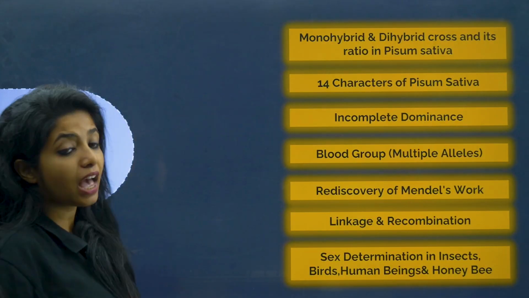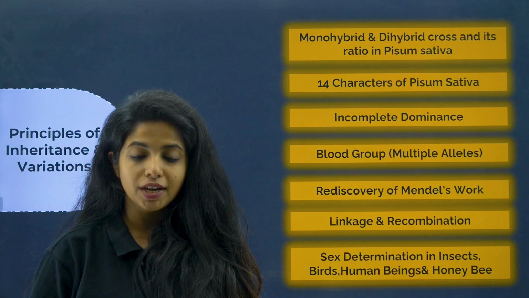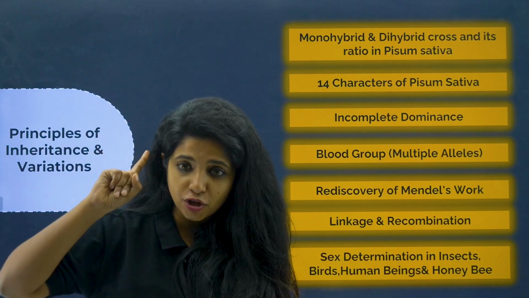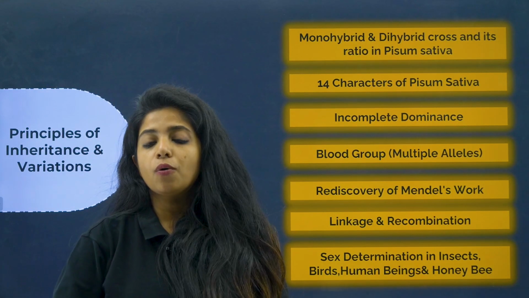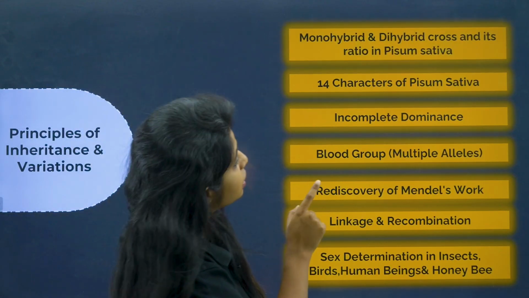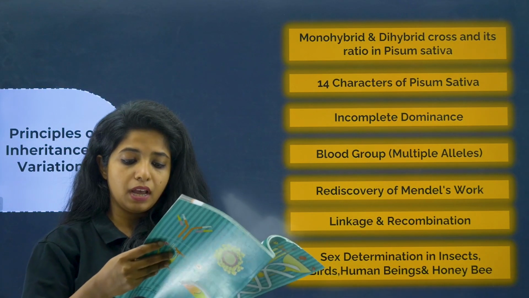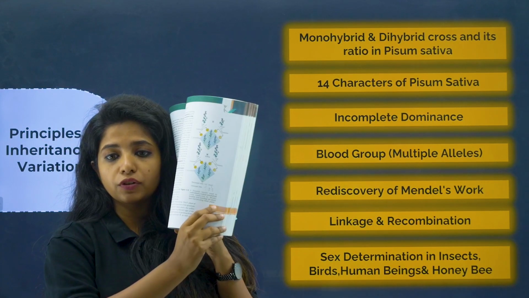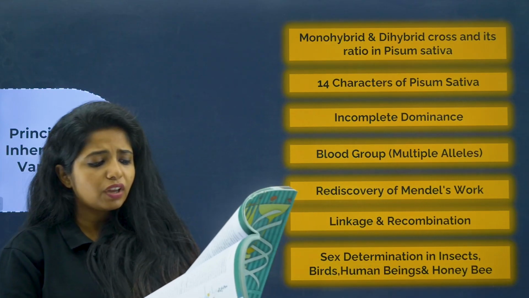The first chapter that we have carries 13 marks, my dear children, and that is Principles of Inheritance and Variation. So it should be the first chapter for your preparation as well. 13 marks is something that we need, right? Now the first thing: monohybrid and dihybrid cross and its ratio in Pisum sativum. The ratio of monohybrid cross is given on page number 57. If you see over here, the phenotypic and genotypic ratio is given, my dear children. It's very, very important.